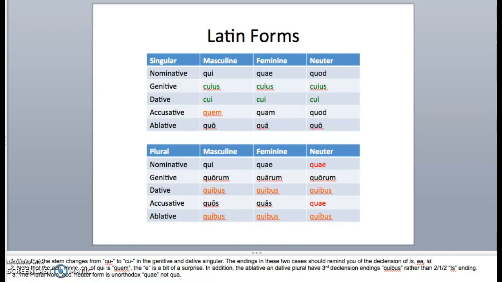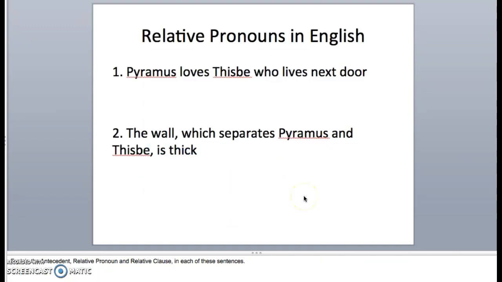Alright, so now let's look at just how these forms work in English before I tell you how to decide just which qui, quae, quod form to use when crafting a sentence from English to Latin. Alright, so relative pronouns in English. Here are two examples. Pyramus loves Thisbe, who lives next door. The wall which separates Pyramus and Thisbe is thick.